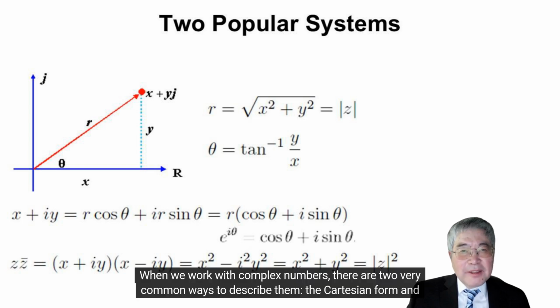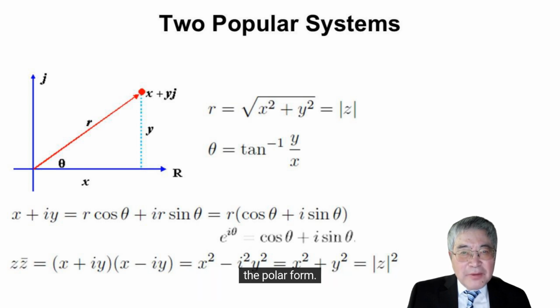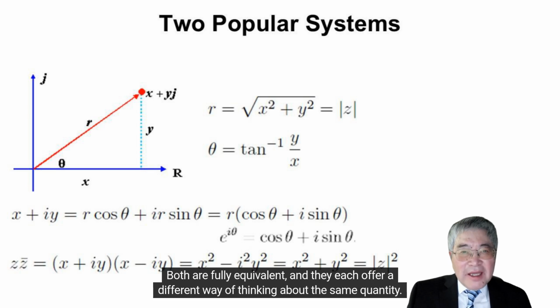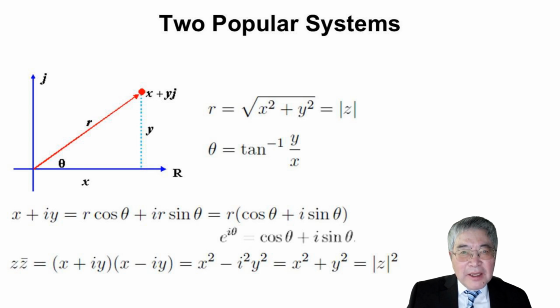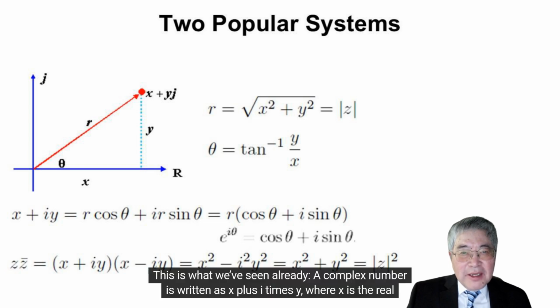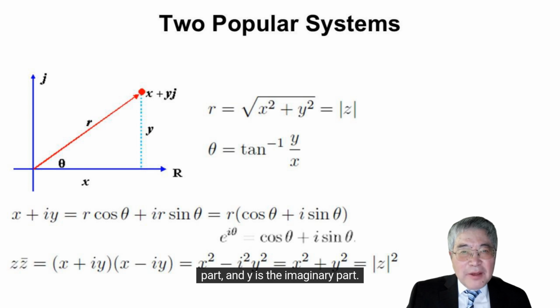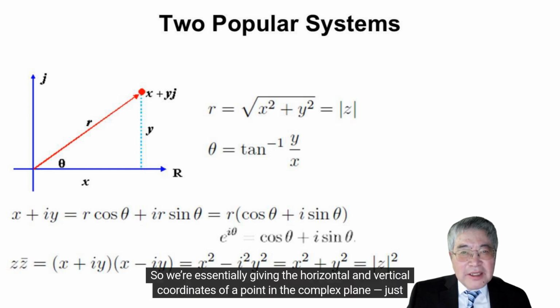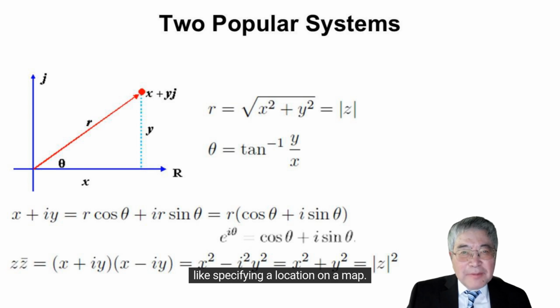When we work with complex numbers, there are two very common ways to describe them: the Cartesian form and the polar form. Both are fully equivalent, and they each offer a different way of thinking about the same quantity. Let's begin with the Cartesian form. This is what we've seen already. A complex number is written as x plus i times y, where x is the real part and y is the imaginary part. So we're essentially giving the horizontal and vertical coordinates of a point in the complex plane, just like specifying a location on a map.